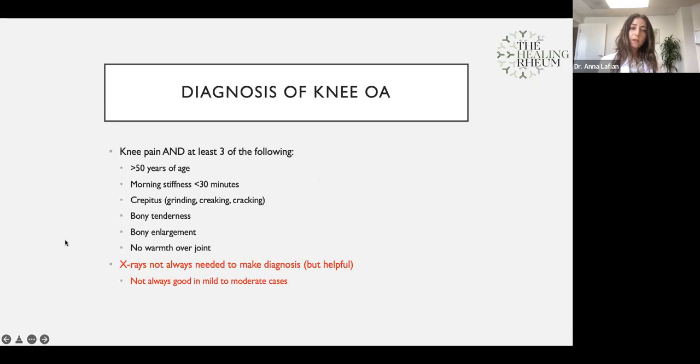Okay. And then what about knee osteoarthritis? Knee osteoarthritis is diagnosed by having knee pain and at least 3 of the following.